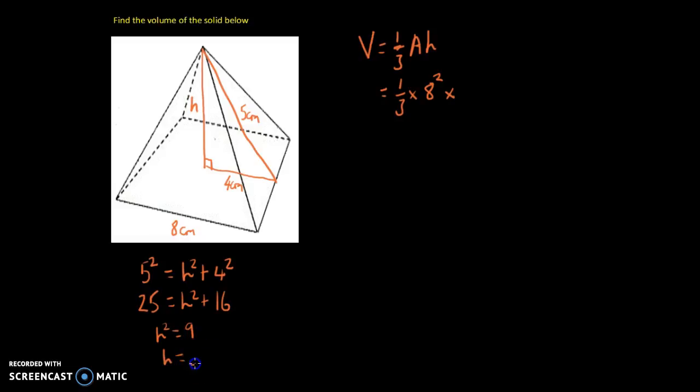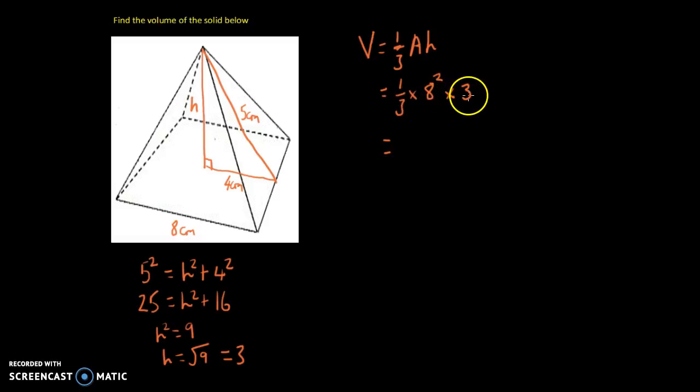So to find h, we square root 9, and we find it's 3. So the height of the square-based pyramid is 3. So going back to our formula, we can put 3 in there. So we've got a third multiplied by 8 squared multiplied by 3.